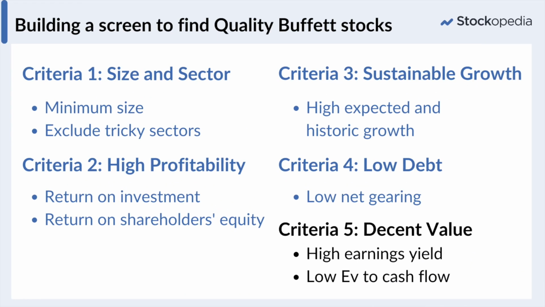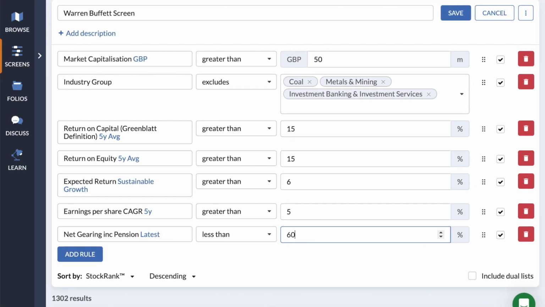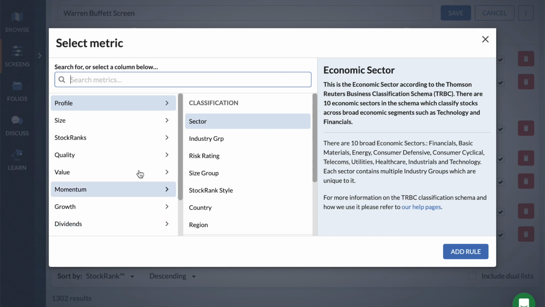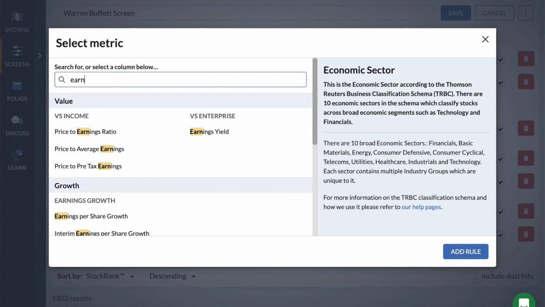And finally, valuation. Now, for pure quality investors, valuation is of less importance. And returning to our Buffett quote at the beginning, it's better to buy a great company at a fair price than a fair company at a great price. The question, though, is what is a fair price? Buffett and many other quality investors look for companies which have a market valuation below their intrinsic value, and to identify these, we've opted for 2 ratios.